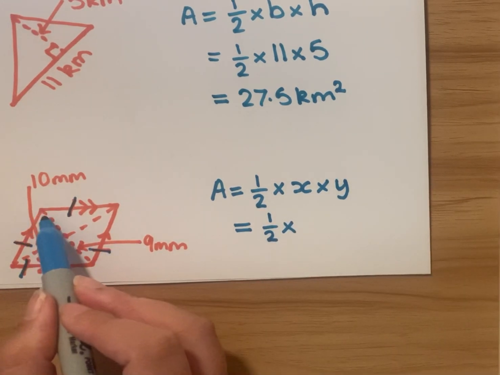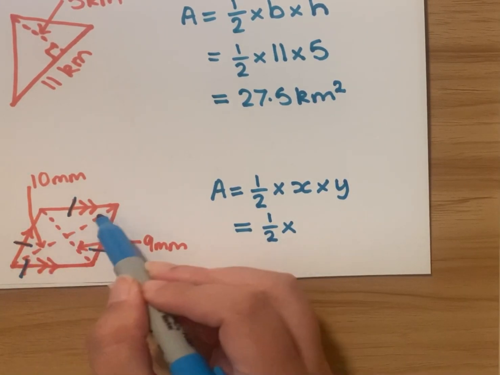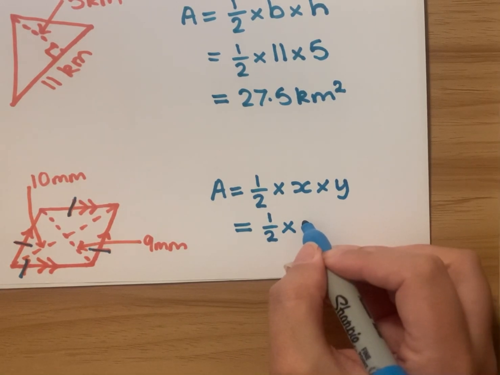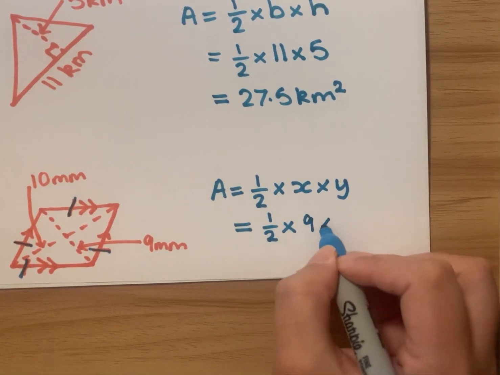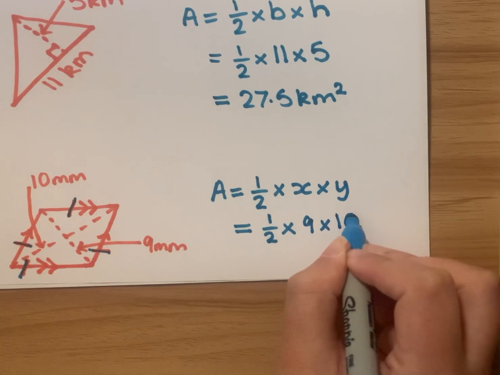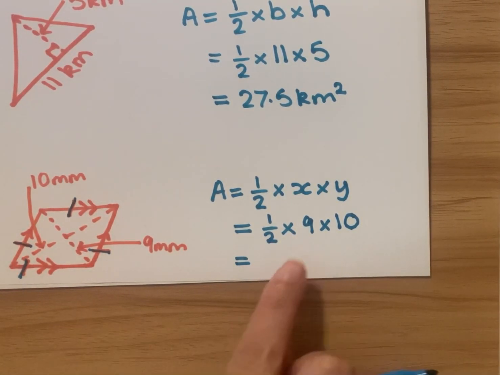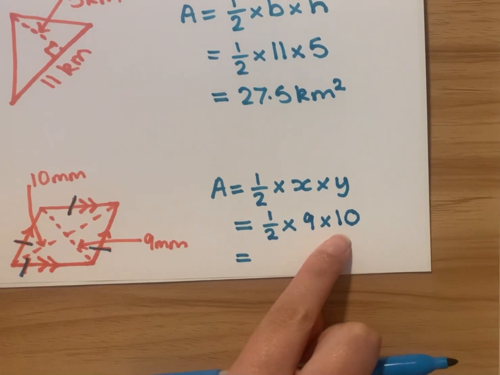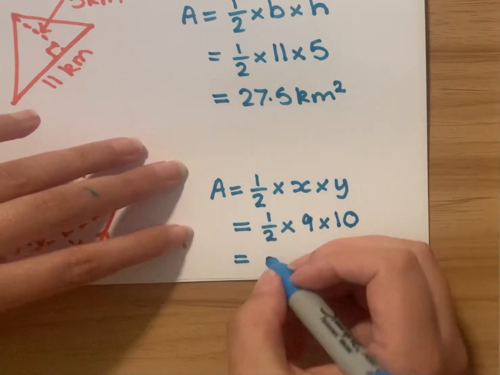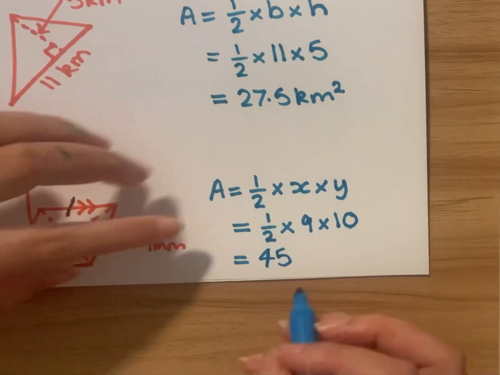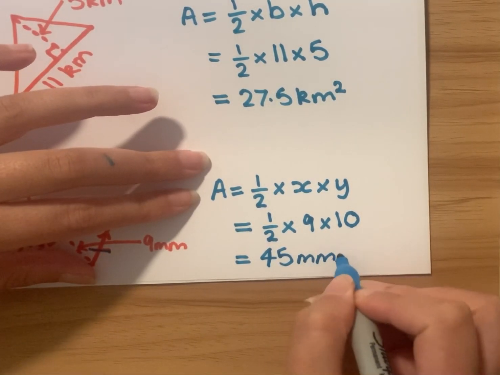So x can be 9 and y can be 10, it doesn't matter which way you put it, it could be the other way around. So 9 times 10 or 10 times 9, and we end up with an area of, well, 9 times 10 is 90, and divide that by 2 is 45. So the area of our rhombus is 45 square millimeters.